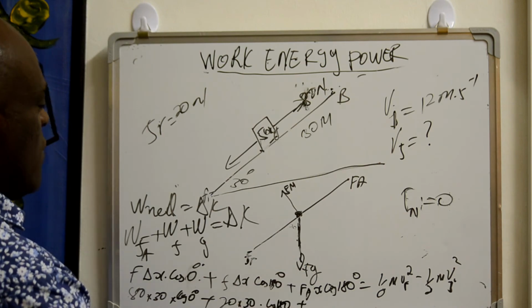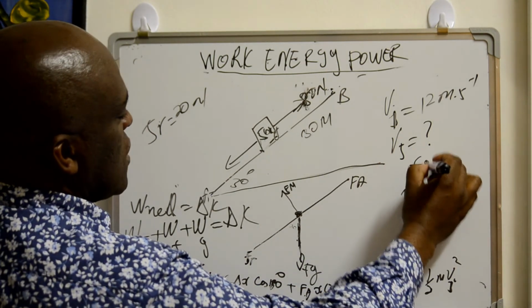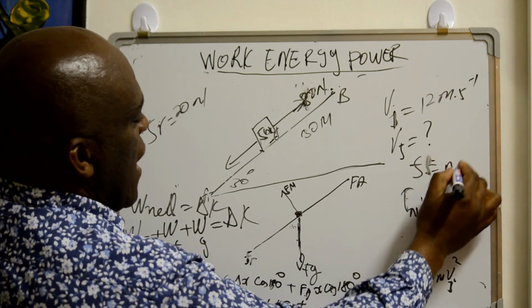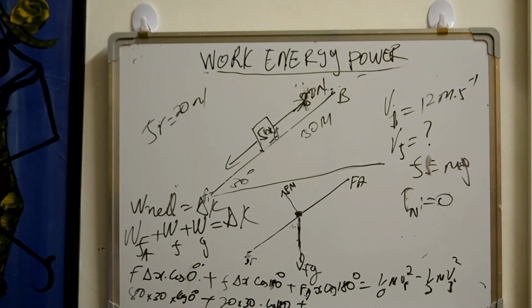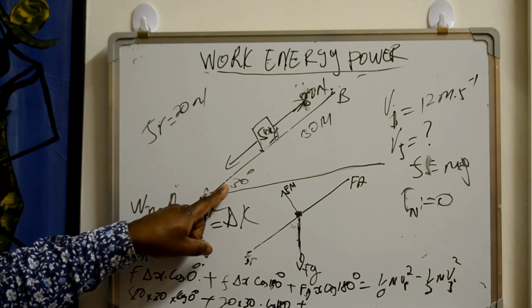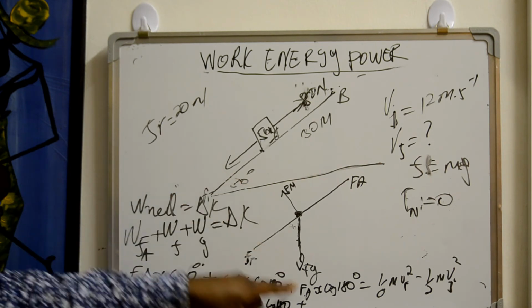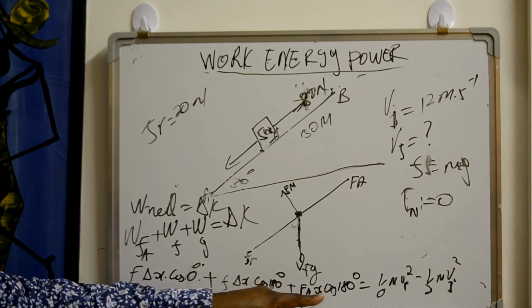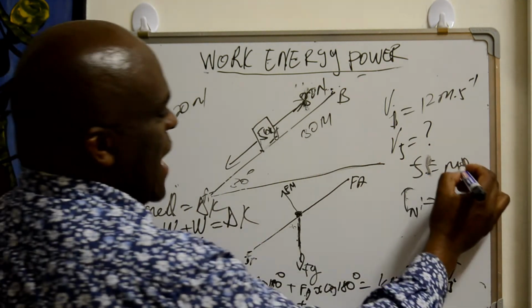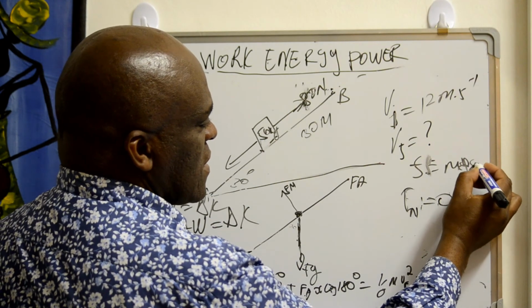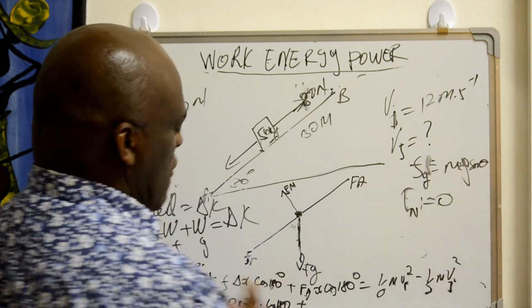Then what is my force of gravity? Force of gravity Fg is equal to mg. There is a problem now. The force of gravity cannot be F delta S cos, but my force of gravity now is mg sine theta.